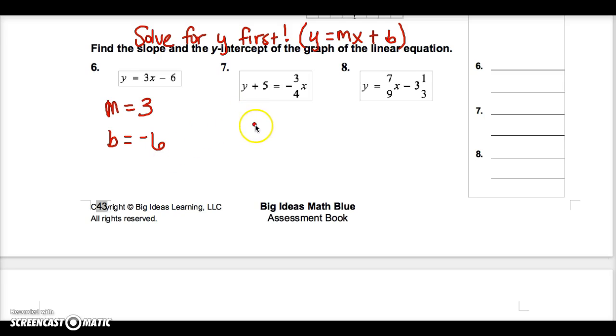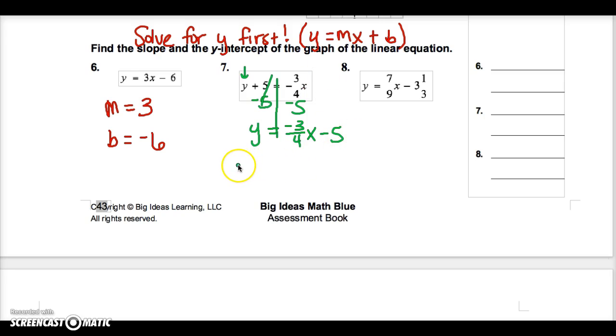Okay, on number 7, it's not solved for y. So we need to do that first to get that y by itself. Well, the only thing I need to do is get rid of this plus 5. So I'm going to subtract 5 on each side. And we have y equals negative 3/4 x minus 5.